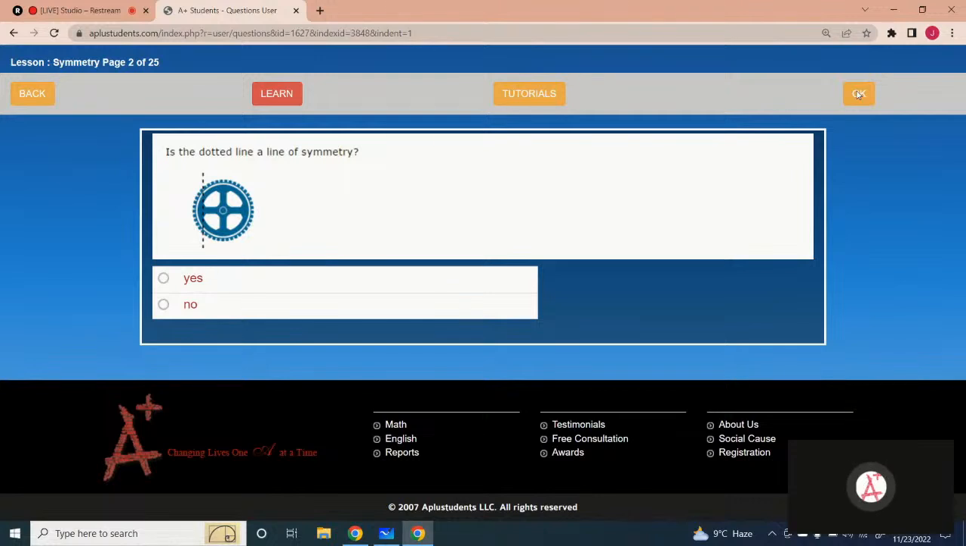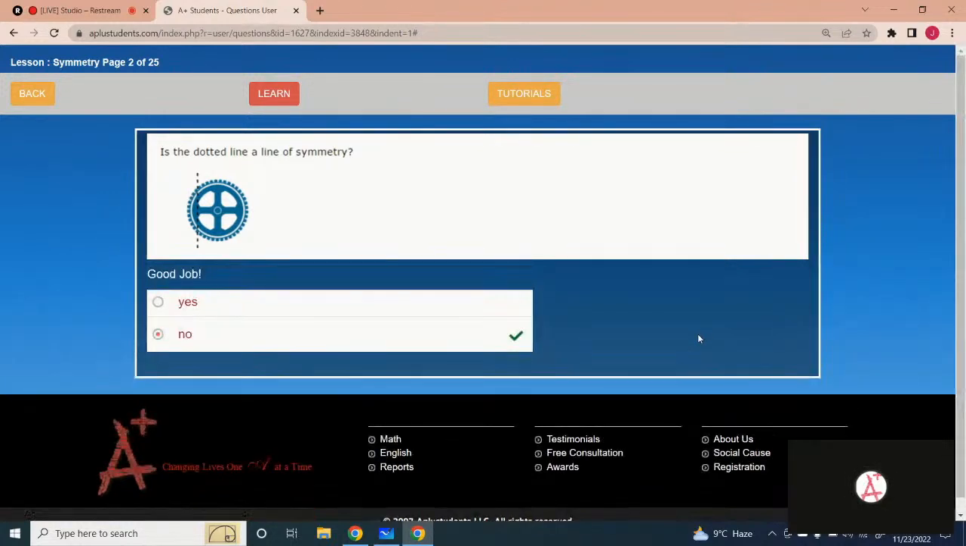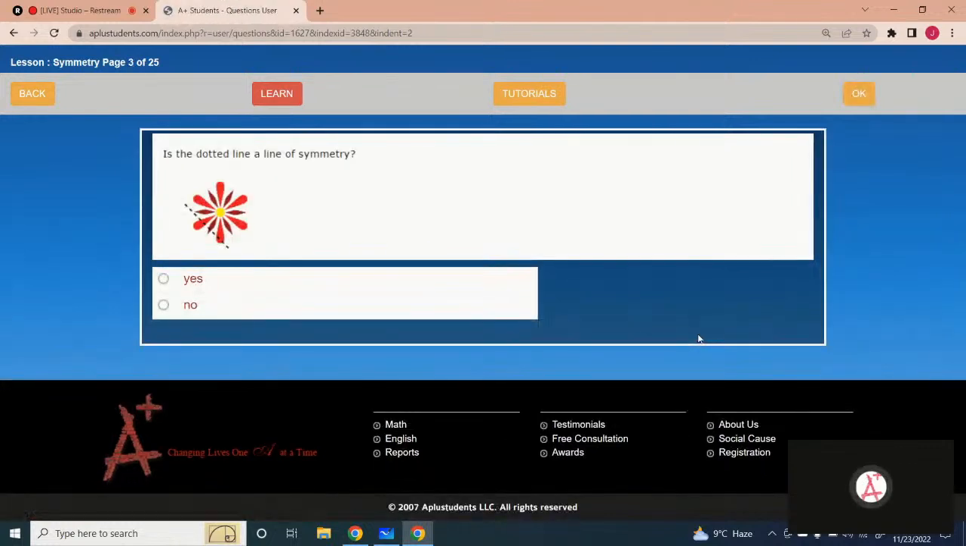Is the dotted line a line of symmetry? Yes or no? The answer is no. Because when you fold the image along the dotted line, it does not match up. Got it? The two sides will not match up. So that means the dotted line is not a line of symmetry. Got it?